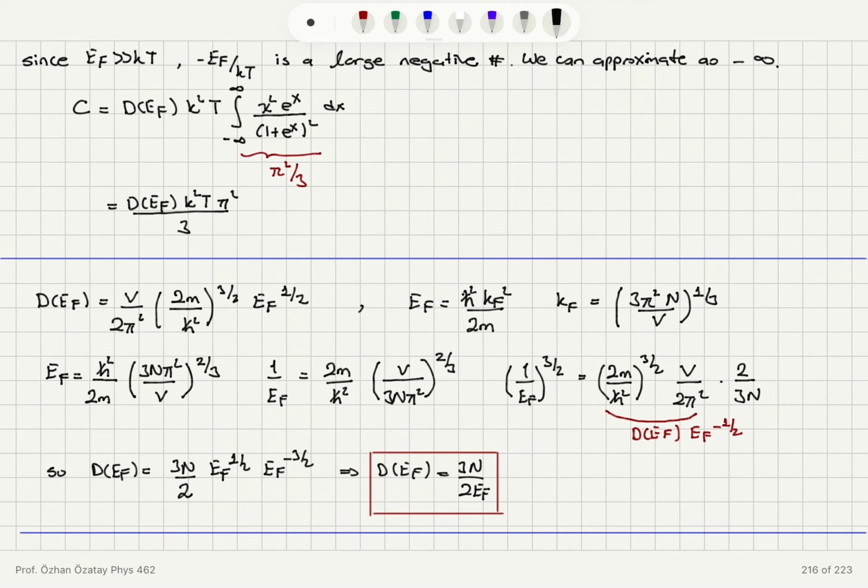So the density of states at the Fermi level will become E Fermi to the power 1/2 times E Fermi to the power minus 3 over 2 and 3N over 2. So we find that density of states at the Fermi level is 3N divided by 2 E Fermi.